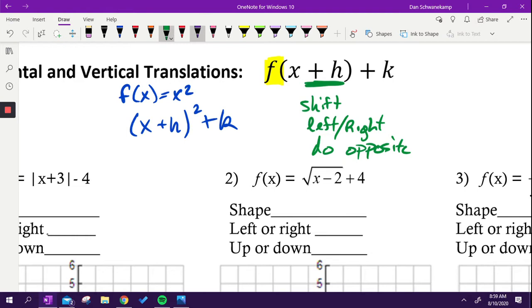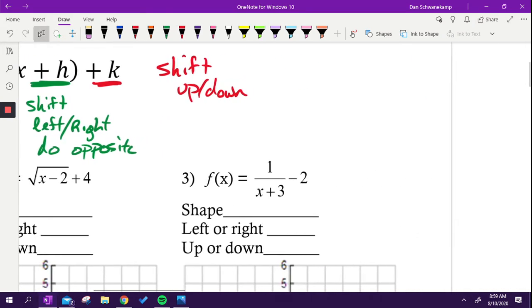We've got a plus k, a number tagged on the end. If a number is tagged on the end like this, plus k, that is going to shift us up and down. And we do what it says. So if it says plus, we go up. If it says minus, we go down. Questions? Let's look at it.